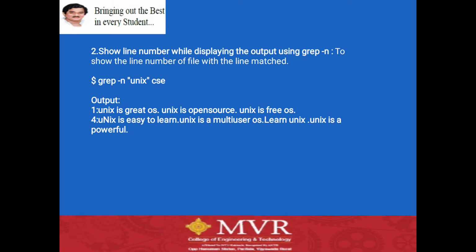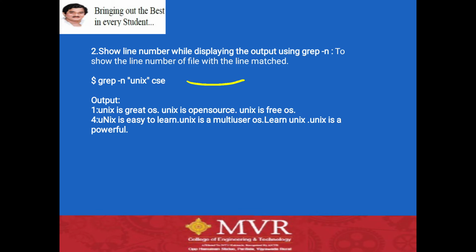Then let us see the second example. It is the same CSE file I am using here again, and I am using the -n option. So see here, grep -n unix CSE. Let us clearly understand that here I am giving unix in lowercase letters, because I am not using -i. It will now check the case also. Without this it will not work. grep -n is nothing but it will display the line numbers also.